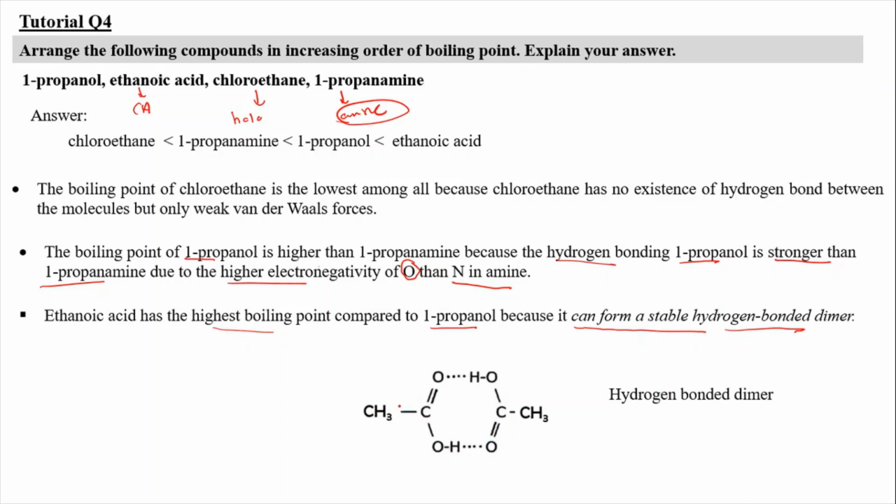So this is ethanoic acid, and it can form a stable hydrogen bonded dimer with another molecule of ethanoic acid. The term here needs to be correct: hydrogen bonded dimer. This is why ethanoic acid will have the strongest hydrogen bonding, and hence will have the highest boiling point.